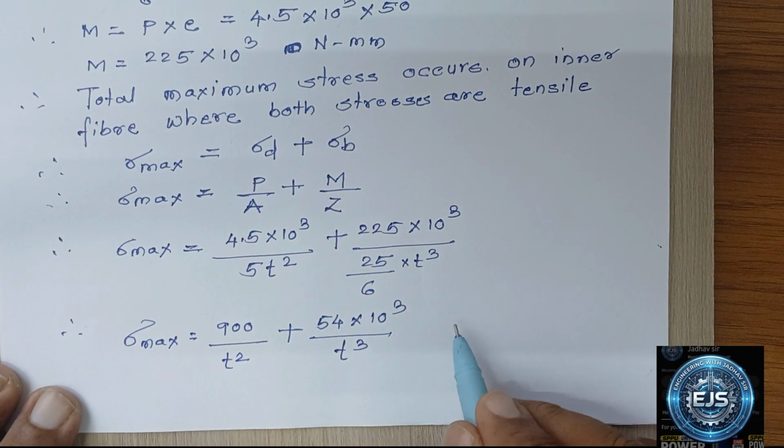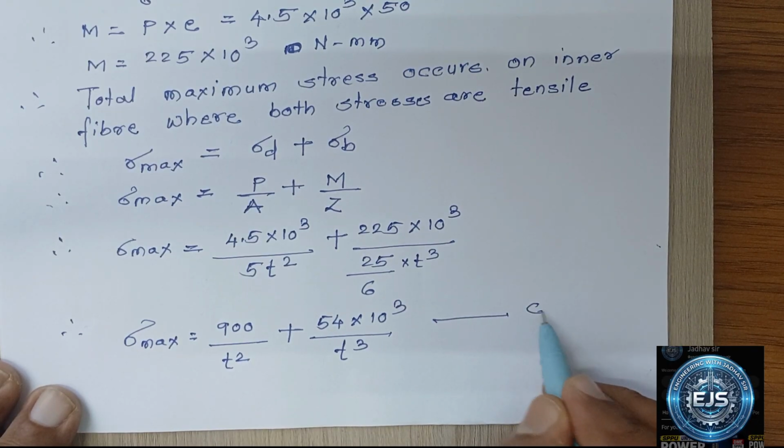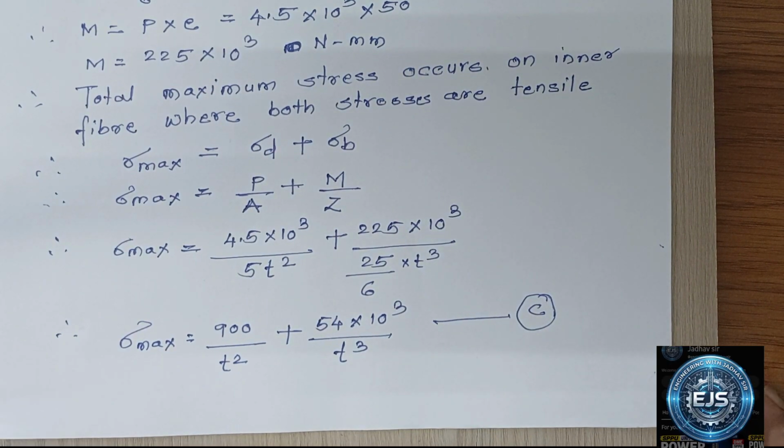This is the maximum stress that is developed at the inner fiber, where direct stress and bending stress are both of a tensile nature. That's why they are added together. Now we have to equate these equations to the allowable or permissible stress and solve the equations. Then we get the thickness.